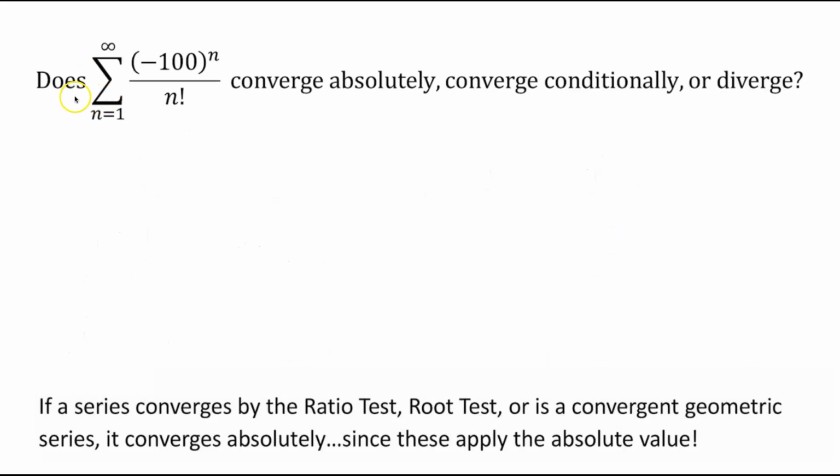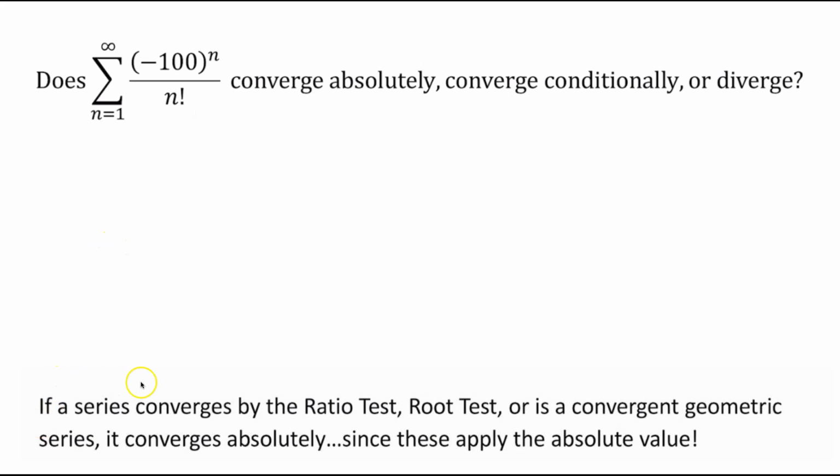For this example, we want to know, does the sum of n equals 1 to infinity of negative 100 raised to the n over n factorial converge absolutely, converge conditionally, or diverge? When we see factorial, we tend to think about applying the ratio test. We have a little bit of good news there.